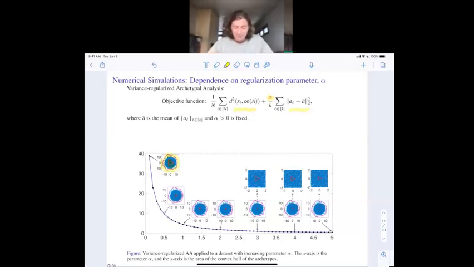And as we crank up alpha, this archetype triangle shrinks and gets very close to the mean. The mean is the black dot here, and the triangle is approaching the black dot as alpha gets large, and the rate is consistent with the result I just gave.